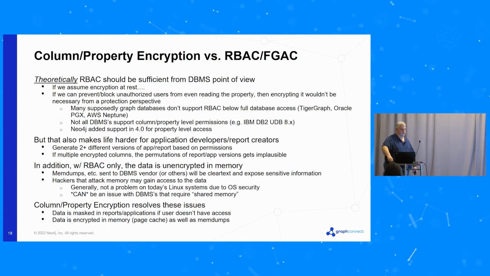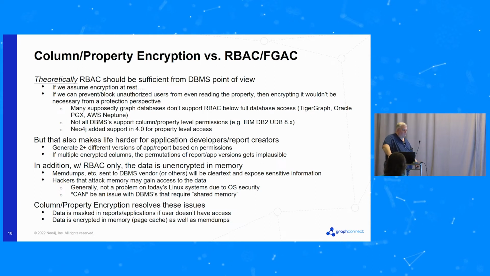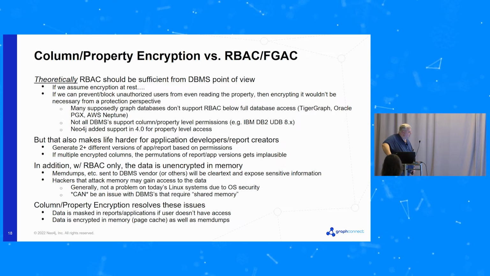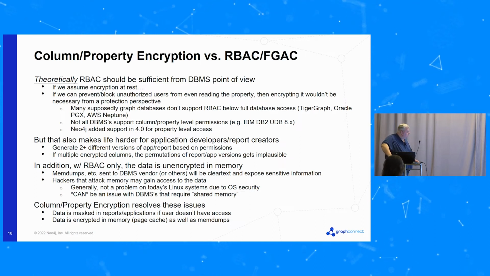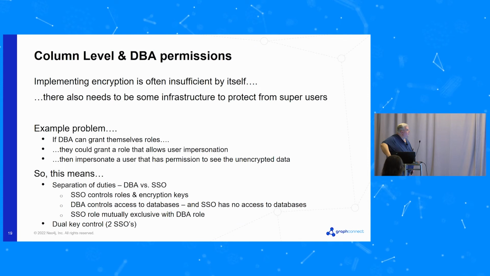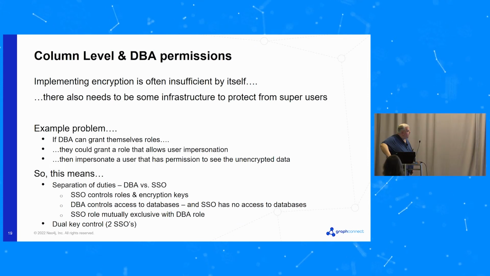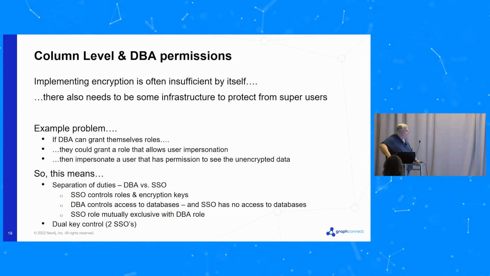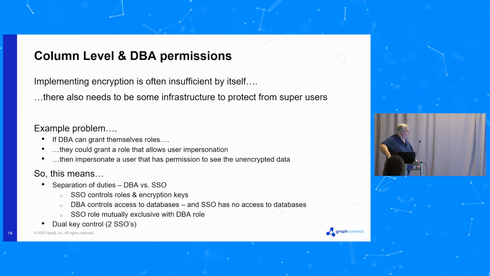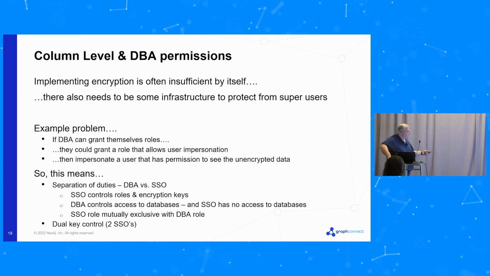With RBAC, data is only encrypted on disk. If you did the disk encryption, it's still unencrypted in memory. So if you're worried about people looking at memory dumps and stuff like that, it doesn't do it. So property encryption does solve this issue. So yeah, encryption by itself is not sufficient. There's a lot of protection.